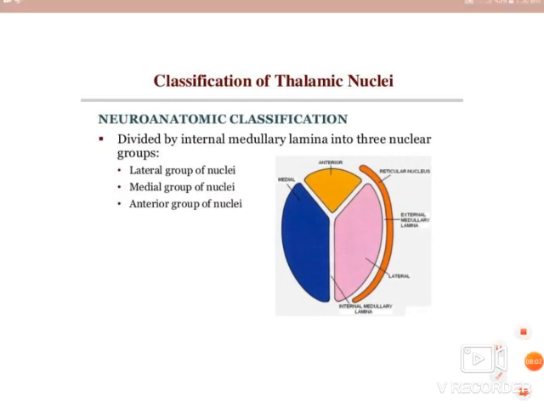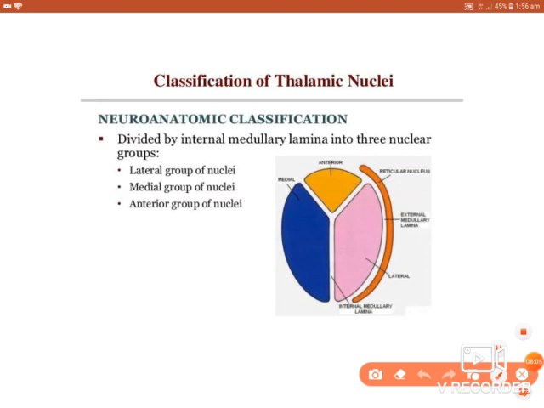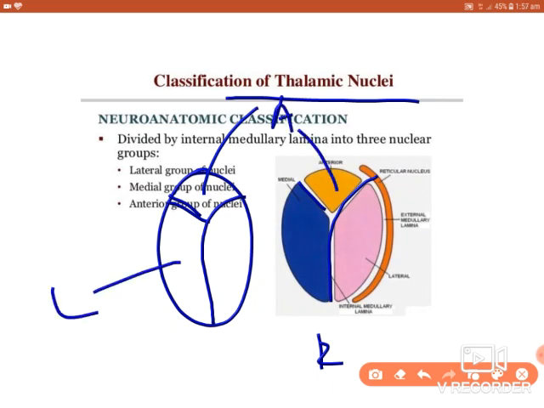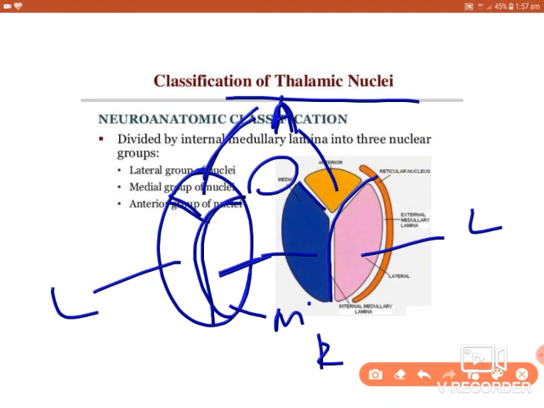Then coming to the nuclei of this thalamus. Here you can see this is the right one, and the left is there. There is an internal medullary lamina, a Y-shaped internal medullary lamina here, which divides this thalamus into the anterior group of nuclei. This is the anterior group. This is the lateral group. Then there is the medial group of nuclei. This nucleus is called the medial dorsal nucleus.